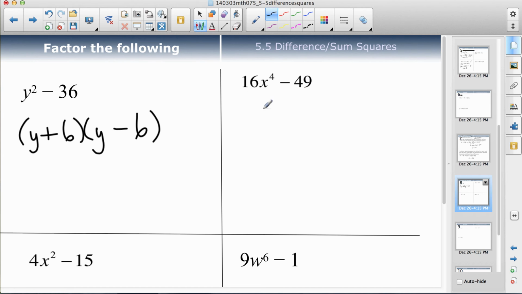Ooh, this one looks a little bit tougher. So this would be a 16. I can take the square root of that. That'll be 4x squared and 4x squared. And then 49 separates to 7 and 7. One's minus, one's plus. Again, if you FOIL that out, you'll find you get that.